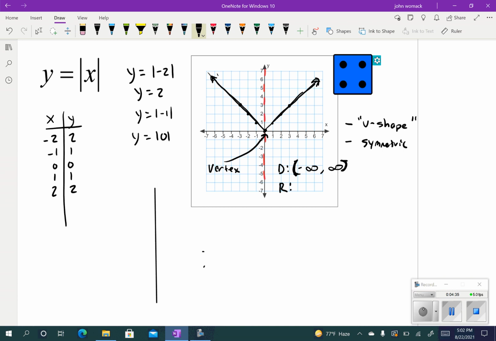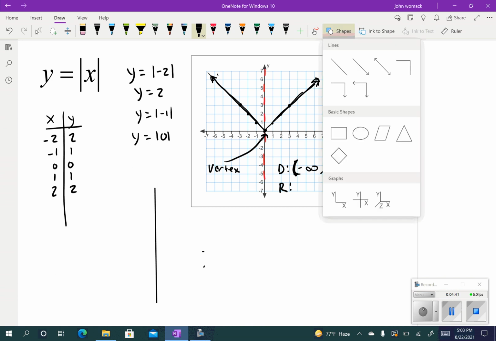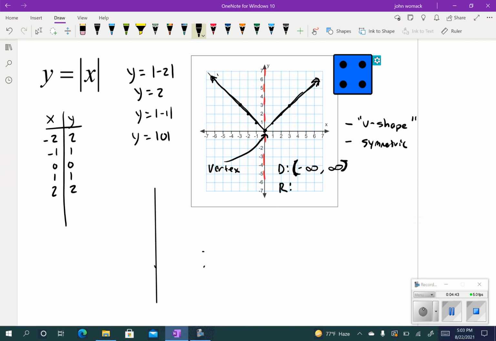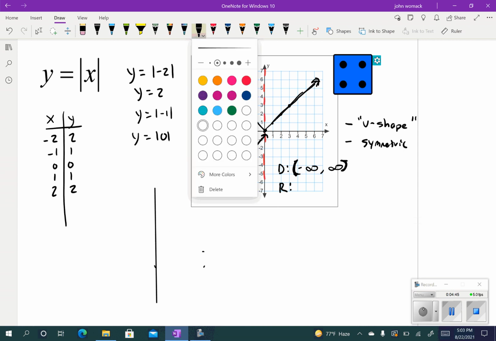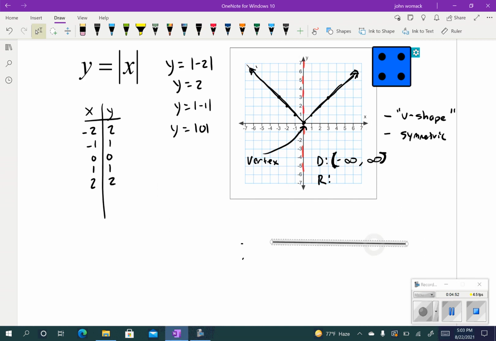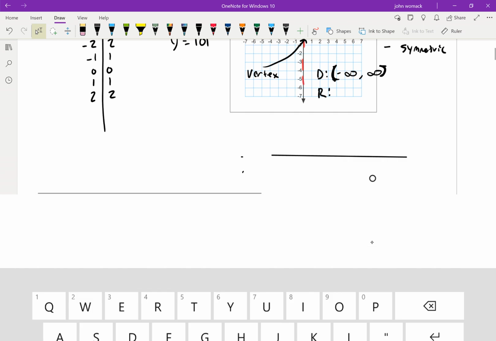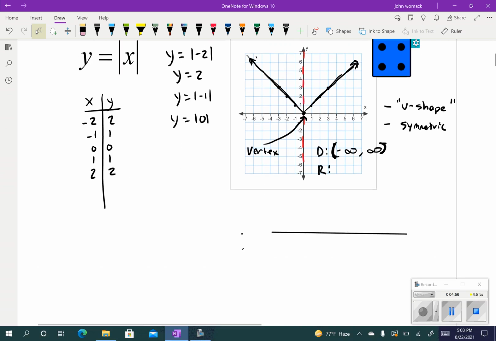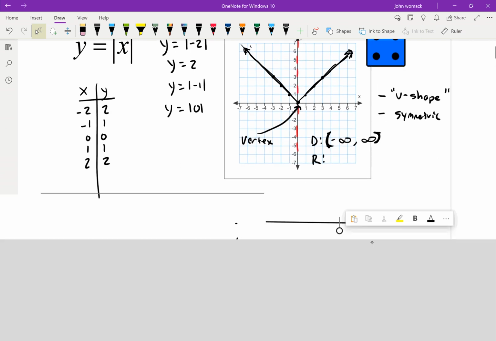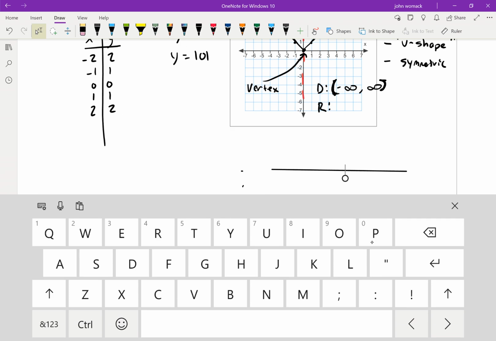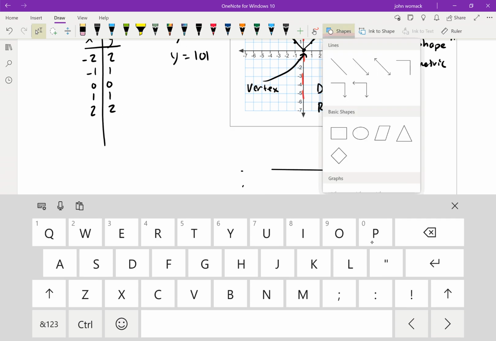Now for the range are the y values. You remember that from last year. So with the y values, you're always going to start from the bottom and go up. So here's my horizontal line. And if you're just picturing what's happening here, I select that horizontal line, if it will let me here.